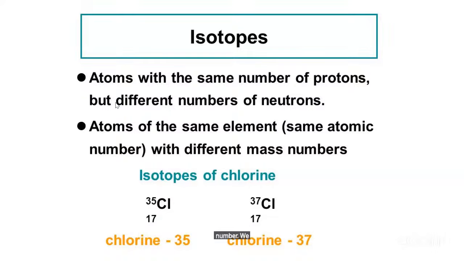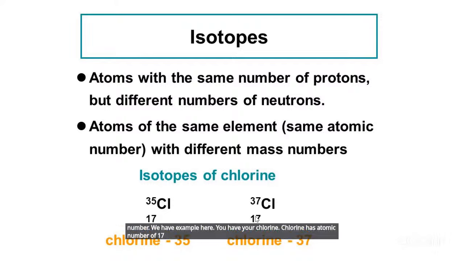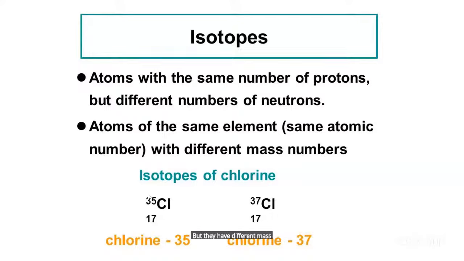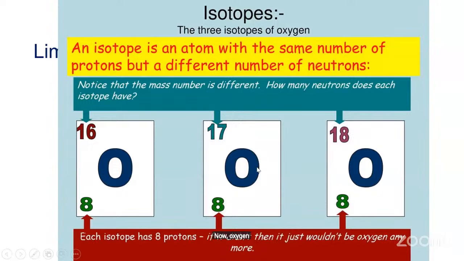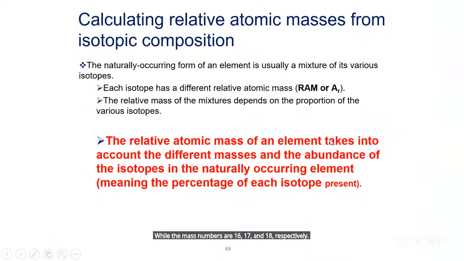We have an example here. You have your chlorine. Chlorine has atomic number of 17 for both chlorine 35 and chlorine 37, but they have different mass numbers. And the different mass number is because of their difference in the number of neutrons. Now, oxygen again has 3 isotopes. The atomic number is 8, while the mass numbers are 16, 17, and 18, respectively. So that is what the isotopes are all about.